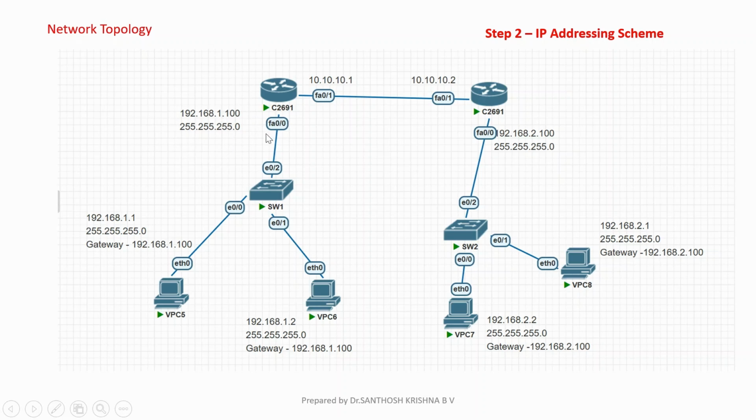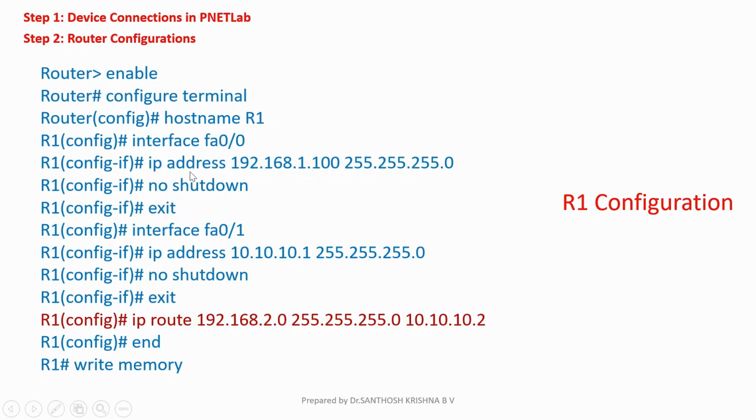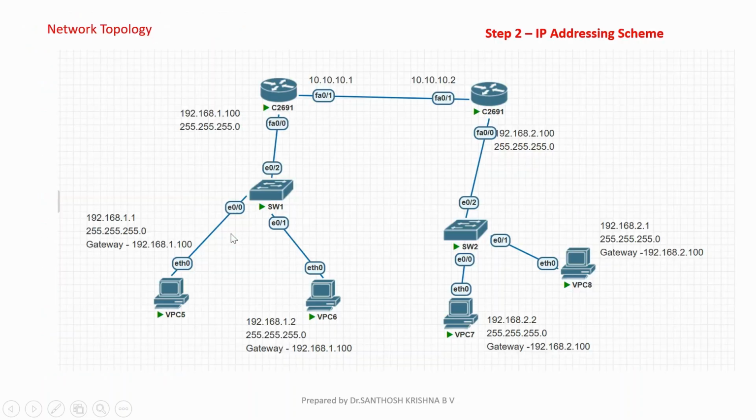192.168.1.100 I'm going to assign to FA0/0. Then I'm going to declare it as no shutdown. Then interface FA0/1. What is FA0/1? This FA0/1, I'm going to give this IP address. See, I have assumed everything as /24, which means the mask is going to be the same for all the devices.